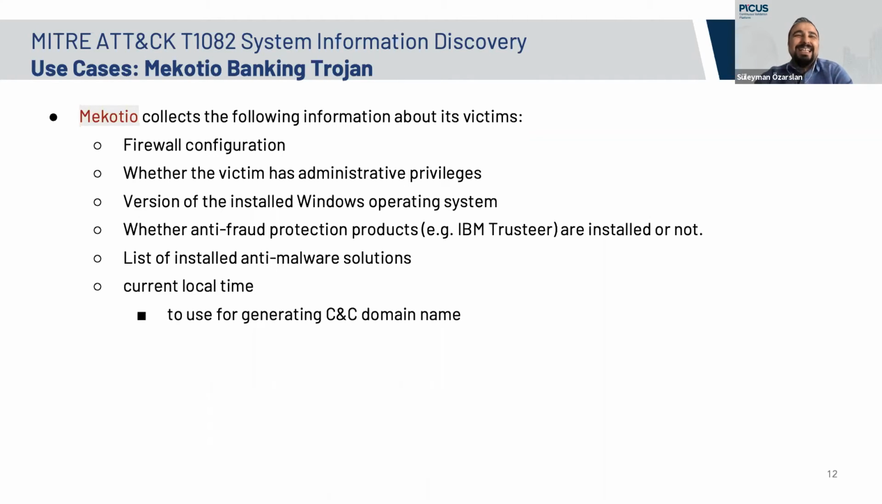Thank you. Okay. And the next one is a banking Trojan, Mekotio. In addition to operating system and security information, Mekotio also checks whether an anti-fraud protection product is installed or not, like IBM Trust here. As another differentiation, Mekotio gets the local time of the victim computer to generate a unique domain name for command and control communications. So it creates a unique domain name for each victim.